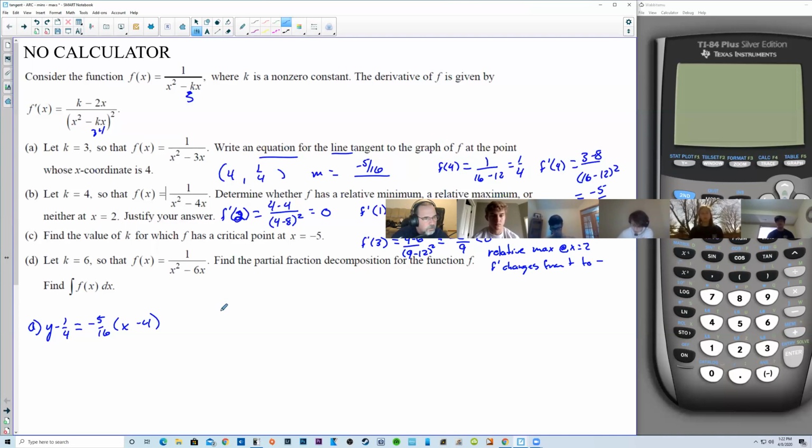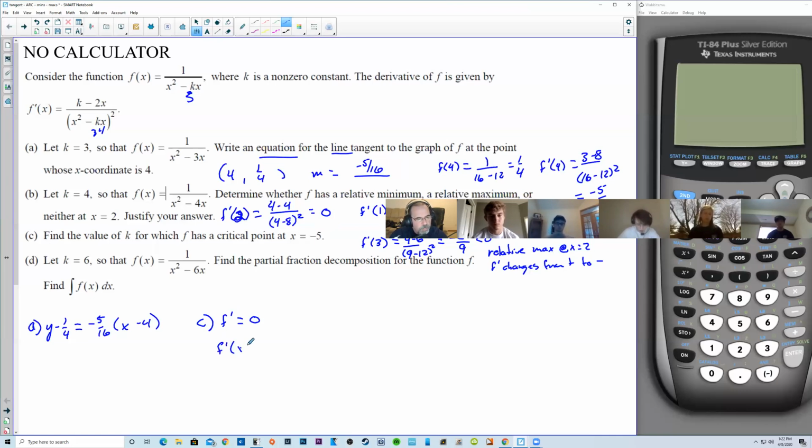What was that? That was the letter B. Letter C: find the value of k for which f has a critical point at x equals -5. Well, that means I want f prime to be 0 if there's going to be a critical value at -5.